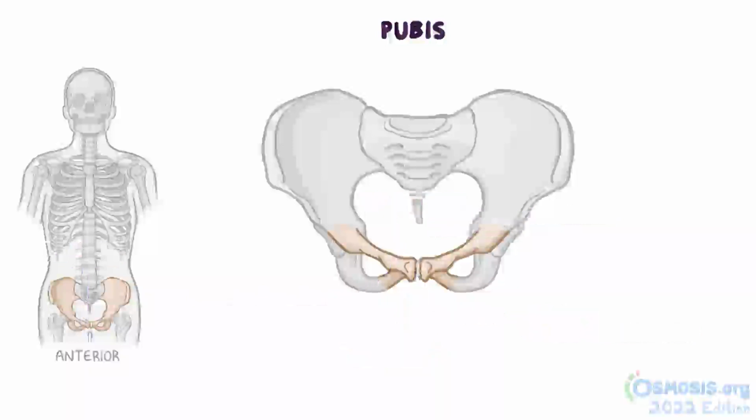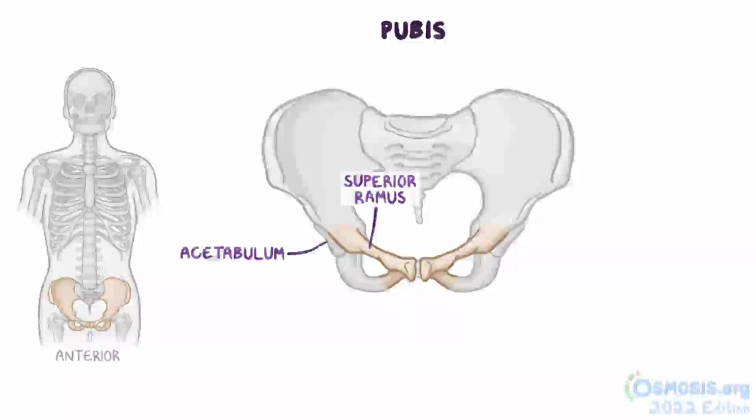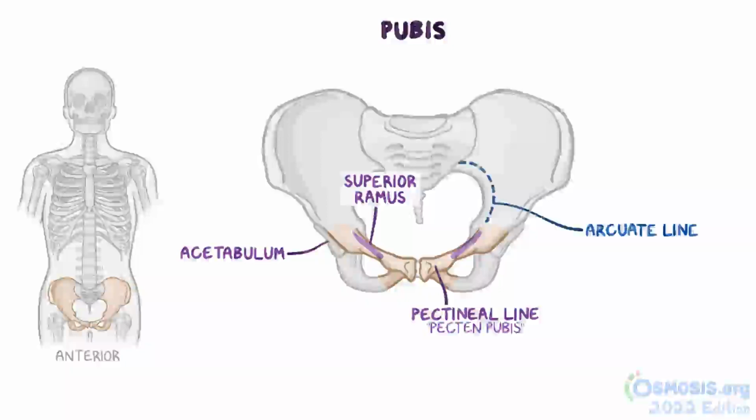Superior and laterally, the body of the pubis continues with its superior ramus, which forms part of the acetabulum. The lateral part of the superior ramus also has a sharp raised edge, the pectineal line, or pecten pubis, which joins the arcuate line of the ilium to form the iliopectineal line.